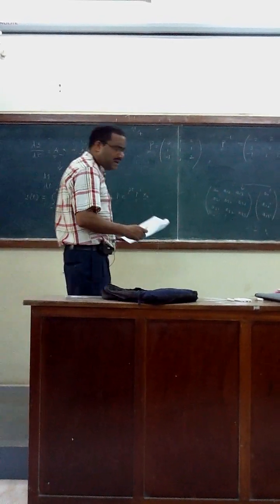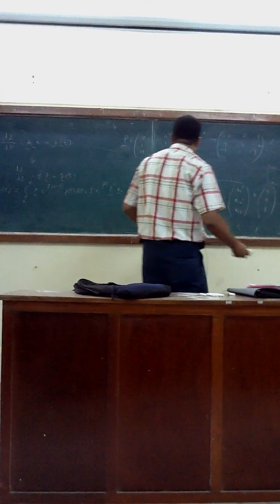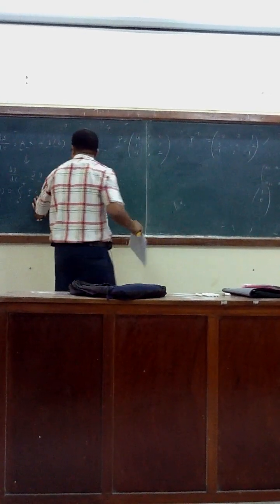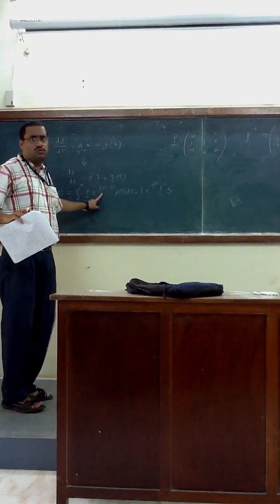So what is your J matrix then? How will the J matrix look? Because we have to come to the business: the P matrix is there, e to the power J is there, so we have to know the J matrix.